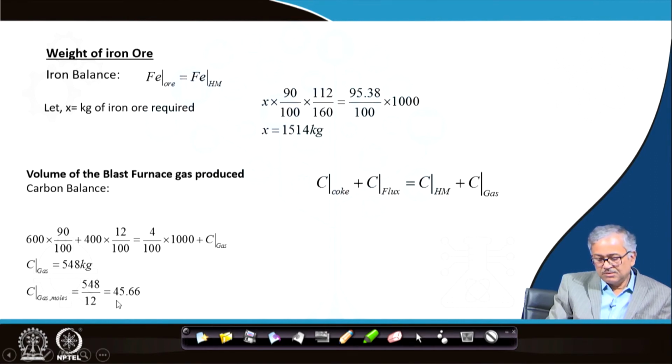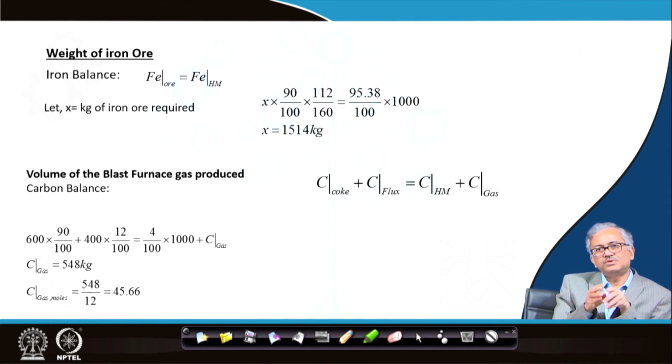So, exit gas carbon, how many moles of carbon are going there, you know. Now, you can know out of these moles of carbon how much will be in the CO and how much will be in the CO2. We can simply calculate that, because I know the volume percentage of CO and CO2 in the exit gas.